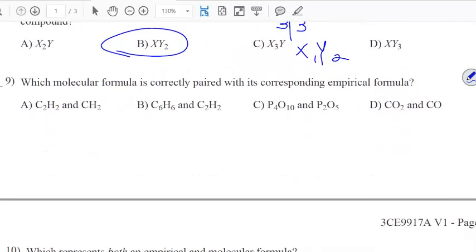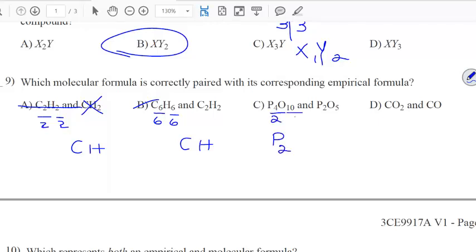Which molecular formula is correctly paired with its corresponding empirical? So we have to be able to reduce the first formula to give us the second one. So if we divide both of these by 2, we would get CH. So that doesn't work. It's not that one. If we divide, and we have to divide them by the biggest number. So the biggest number these are both divisible by is 6. So that would give us CH for that one as the empirical formula. 4 and 10 are both divisible by 2. So P2, O5. We have a winner.